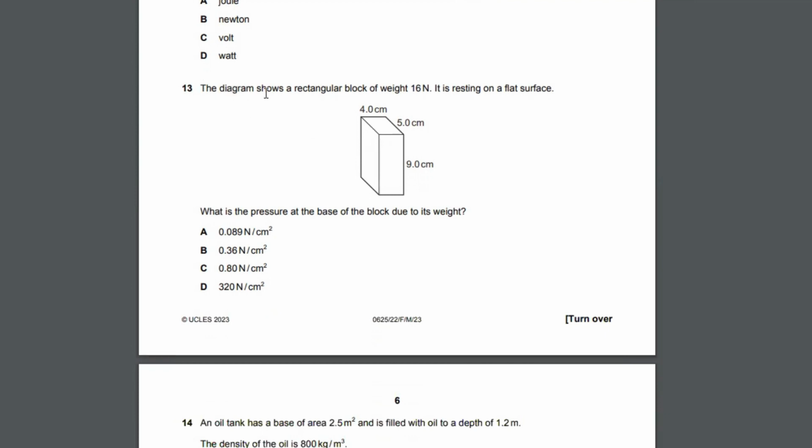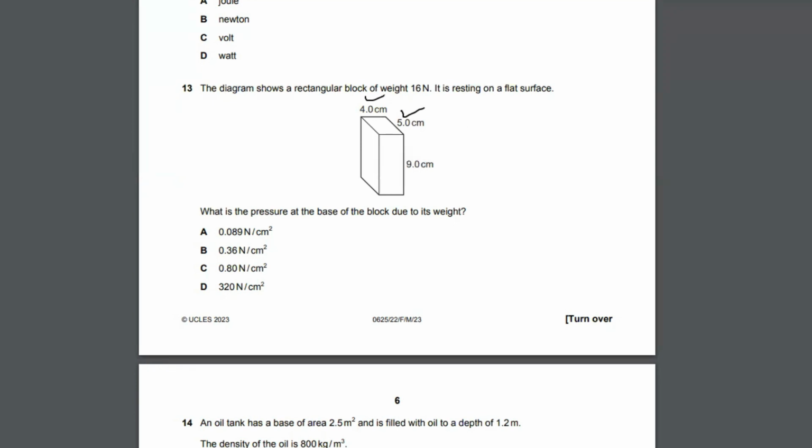Now, next question is, the diagram shows a rectangular block of weight 16 newtons. It is resting on a flat surface. What is the pressure at the base of the block due to its weight? So we want to find only the pressure at the base. So I will take these two values, the 4 and 5 centimeters. I'm not concerned with this 9 because that is the height of the object.